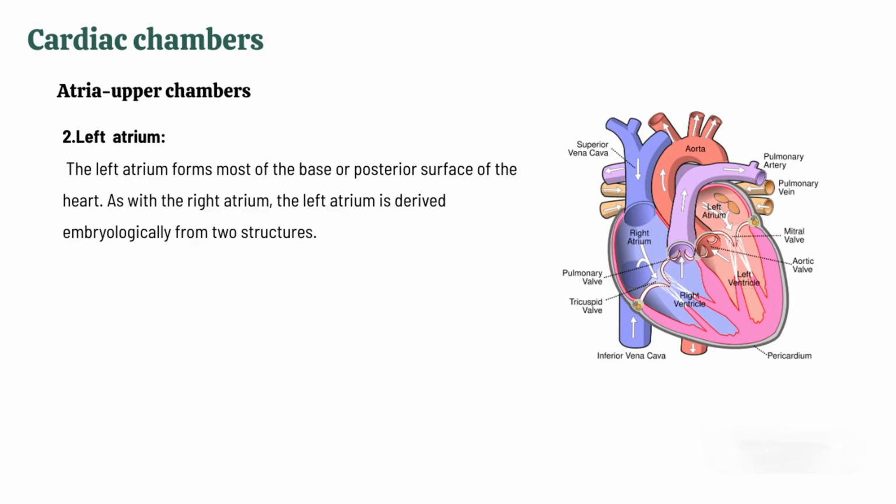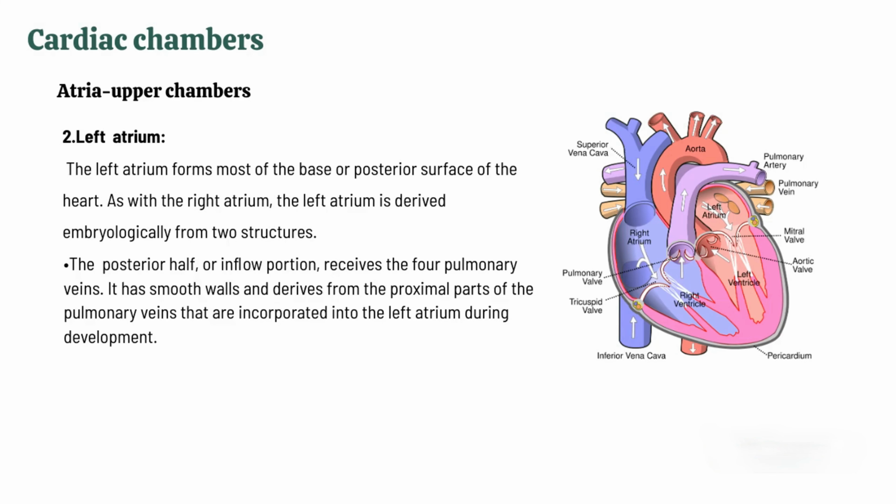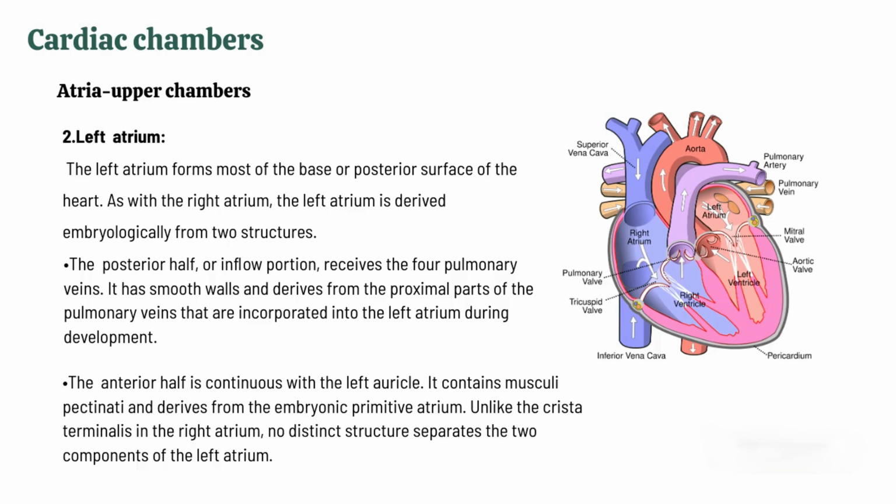2. Left atrium. The left atrium forms most of the base or posterior surface of the heart. As with the right atrium, the left atrium is derived embryologically from 2 structures. The posterior half, or inflow portion, receives the 4 pulmonary veins. It has smooth walls and derives from the proximal parts of the pulmonary veins that are incorporated into the left atrium during development. The anterior half is continuous with the left auricle. It contains musculi pectinati and derives from the embryonic primitive atrium. Unlike the crista terminalis in the right atrium, no distinct structure separates the 2 components of the left atrium.